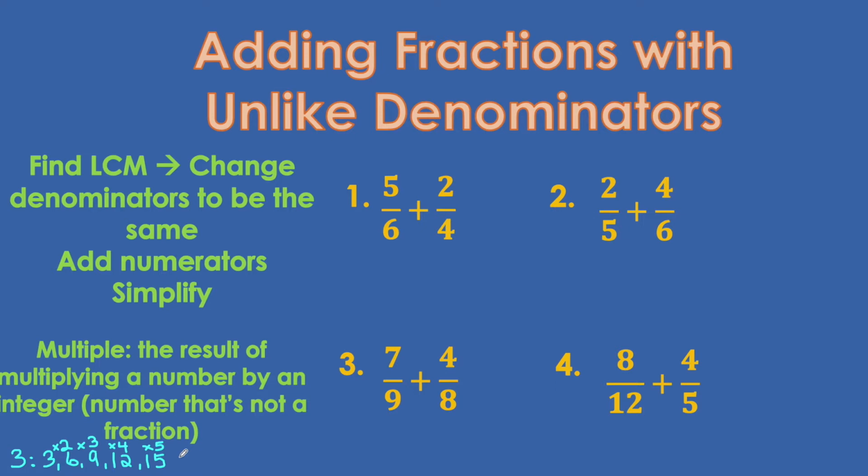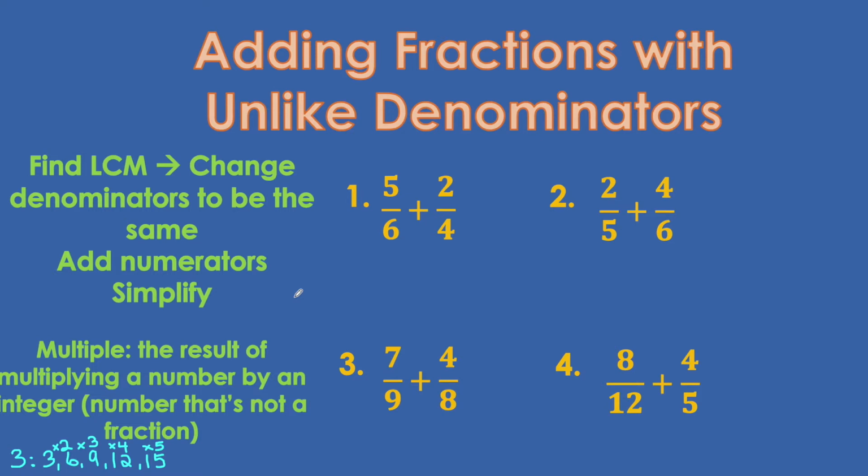Once you understand the definition of a multiple, you can understand what least common multiple means. Least common multiple is when you're comparing two numbers and you want to find a number that both of the numbers share, that they have in common, but is the smallest number that they have in common.